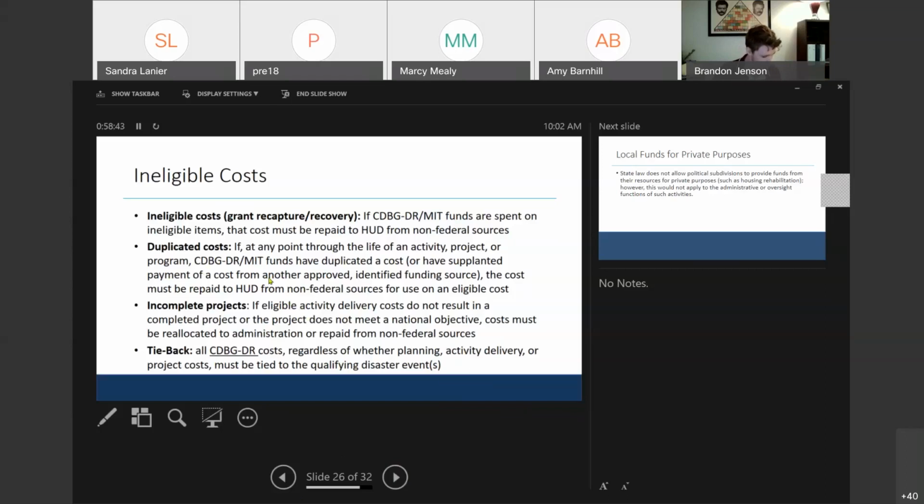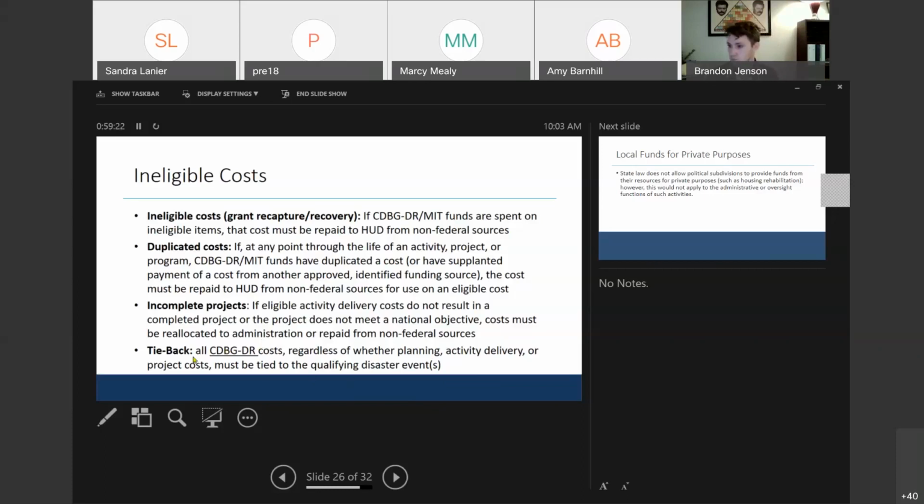And then, of course, we have the duplication of benefit requirement for these projects. This is outlined in your application guidelines and your guidance. Incomplete projects do not result in a completed project because it will not meet the national objective that you have laid out or proposed in the beginning. The key is that the costs are not eligible unless a national objective is met. So that would be considered incomplete, and there is a conversation that will be had for returned, recaptured funds.